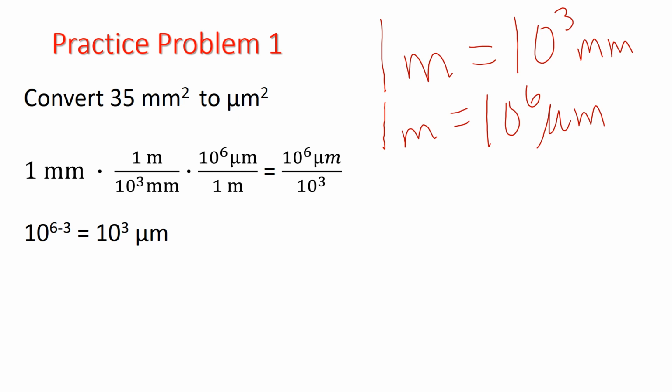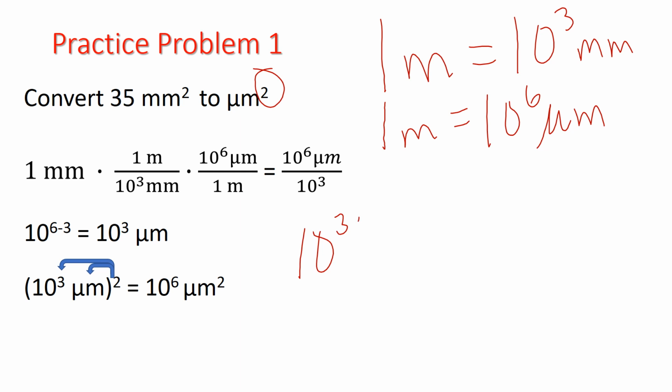But notice, we need square micrometers, micrometers squared. So what do I do with this 10 to the third micrometer? You guessed it, we square it. You distribute the square to the exponent and you distribute the square to the unit. So what do we get? 10 to the 6 micrometers squared. Remember, when you take the power of a power, you multiply the exponents.